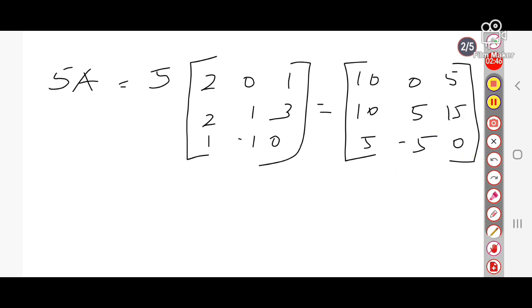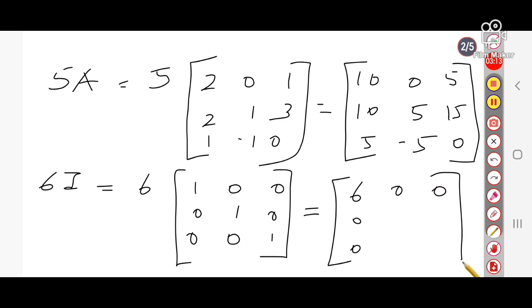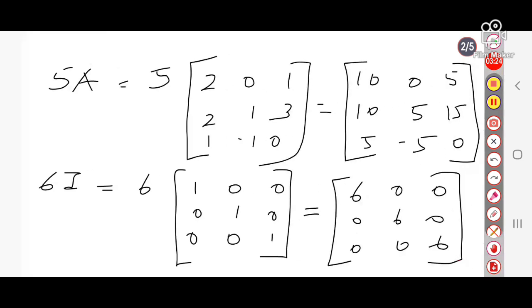So this is the value of 5A, and they have asked us 6I, right? So 6I in the question is nothing but 6 into the identity matrix, 1 0 0, 0 1 0, 0 0 1. So that gives you 6 0 0, 0 6 0, 0 0 6. So we found the values of A squared, 5A and 6I.